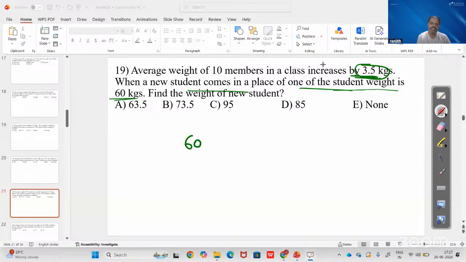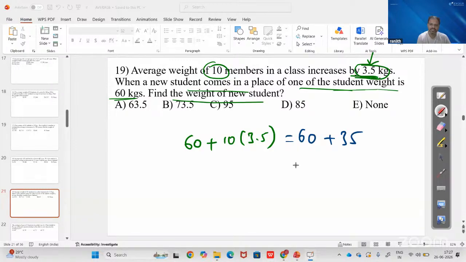When he comes, the average of the members is increased by 3.5 kgs. In the sense, the new student's weight will be more than the replaced weight. So that will be equal to 60 plus 10 times 3.5. 60 plus 10 times 3.5 will be equal to 60 plus 35, equal to 95 kgs. So the weight of the new student will be equal to 95.